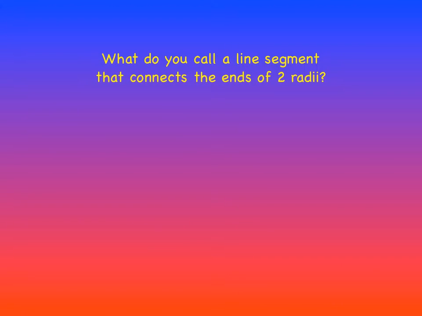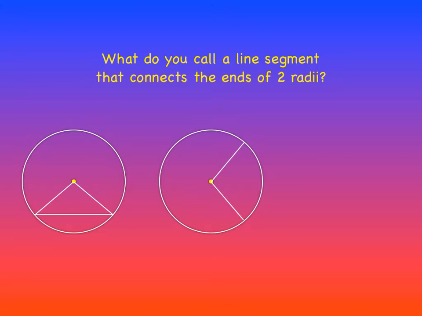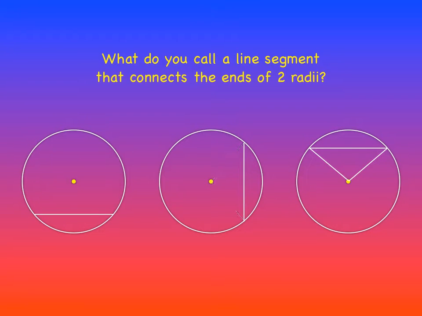What do you call a line segment that connects the ends of two radii? Well, here's two radii, and there's a line segment connecting them. Here's two radii facing a different direction, connected by a line segment, and here they are in another direction. Now the radii have disappeared, and we just see these line segments. What do you call them? You call this line segment a chord.